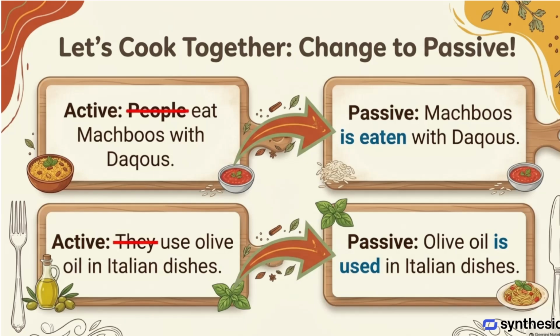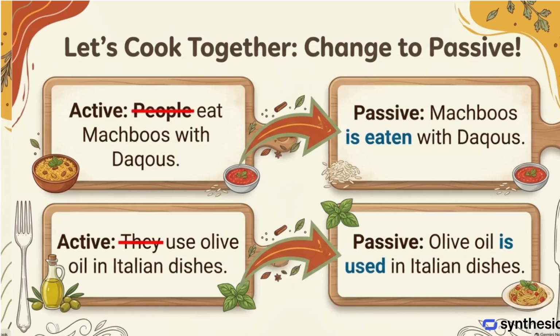Let's try the second sentence. They use olive oil in Italian dishes. We focus on olive oil. So the passive sentence is, olive oil is used in Italian dishes. Excellent. Remember, in the passive voice, we move our attention from the person to the thing receiving the action.